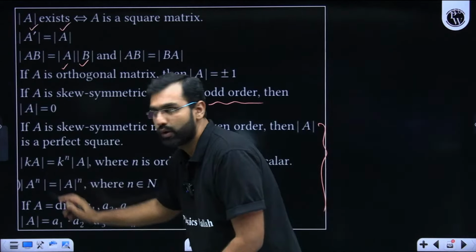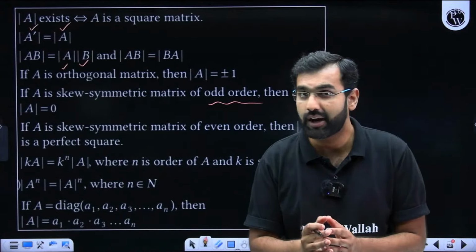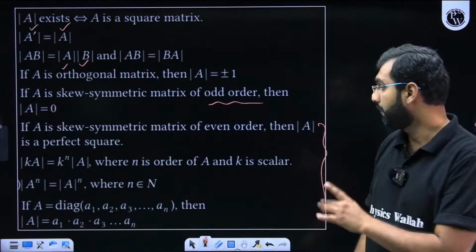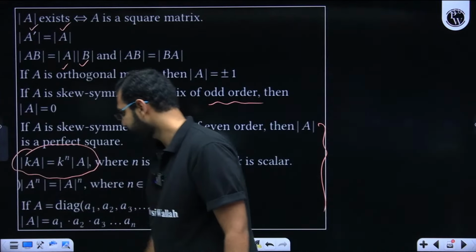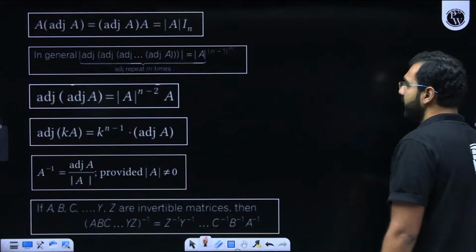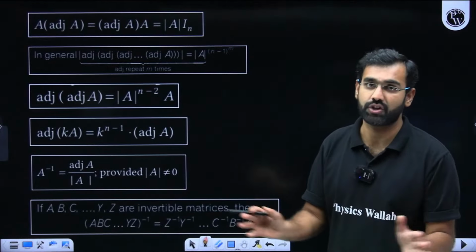Determinant of Ka, where K is a scalar, will be K to the power n times determinant of A. You use it a lot, many times in a lot of questions. Please don't forget that. This is something which is very highly used. I will remember that. From here, when I go ahead, this is the most important slide of your entire discussion.